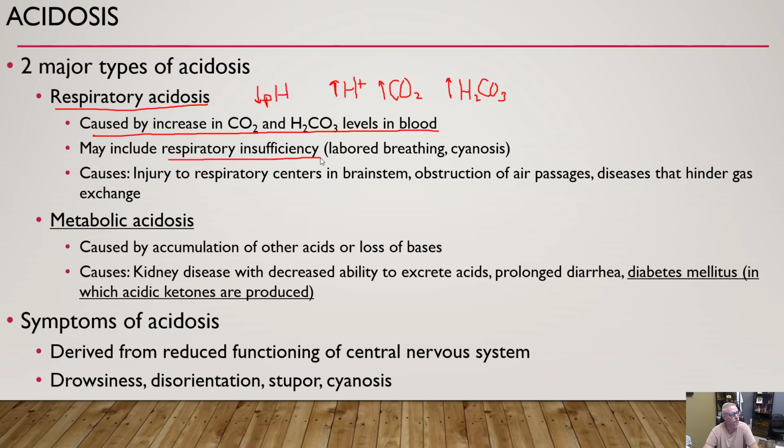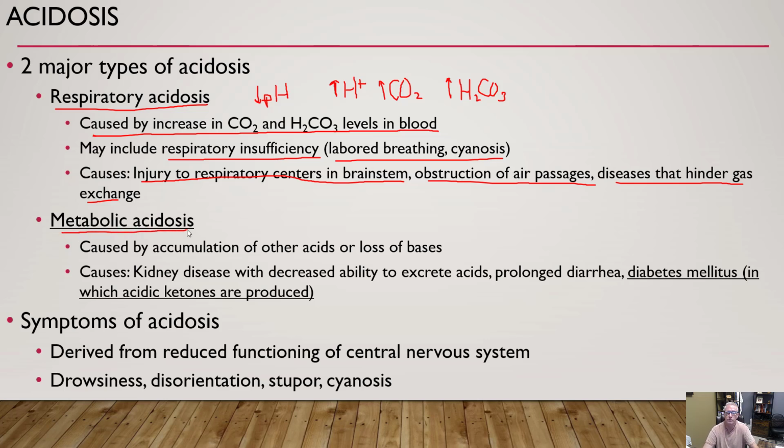It may include respiratory insufficiency, labored breathing, cyanosis, injury to respiratory centers and brainstem, obstruction of airway passages, and diseases that hinder gas exchange. All of these are respiratory conditions. That's the name, respiratory acidosis.